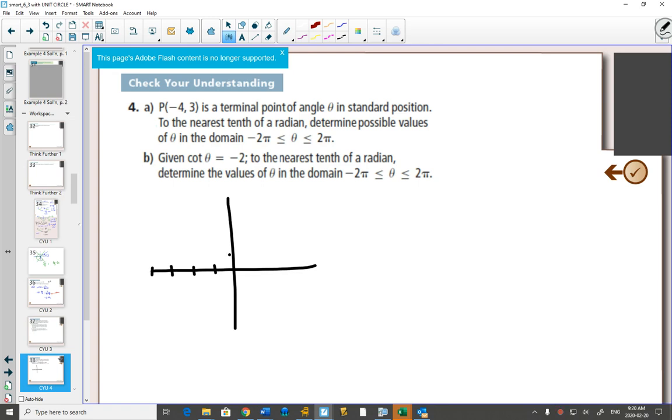Negative 4, comma 3. If I draw that point, here's the angle theta in standard position. But every time we drew a terminal arm, we always went back to the nearest x-axis so that we could label our reference angle. And by labeling our reference angle, we draw an actual triangle. And on this actual triangle, you know that this length is 4, and you know that this length is 3.